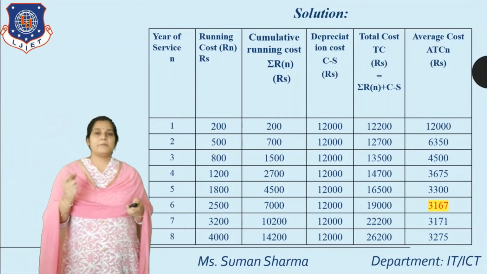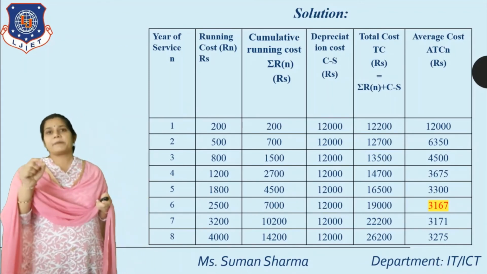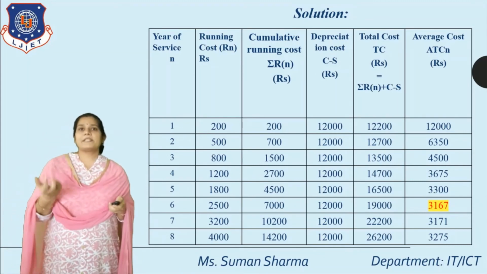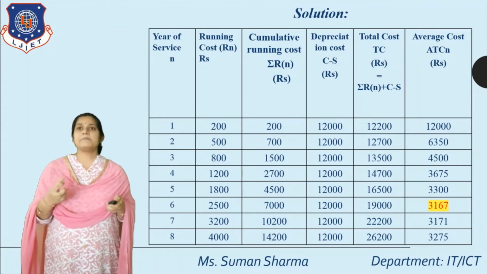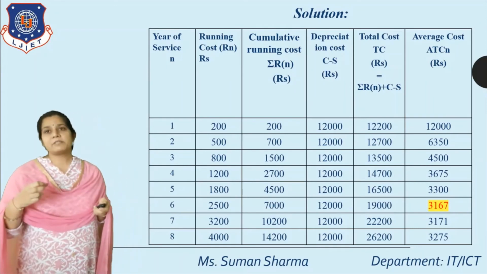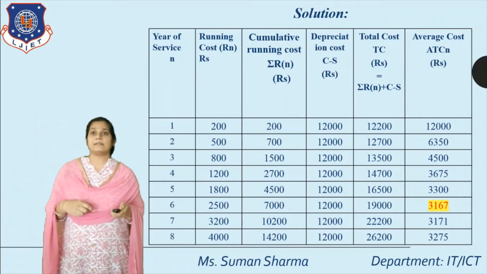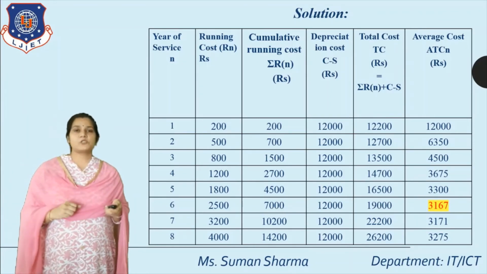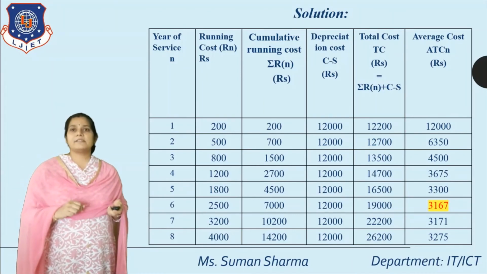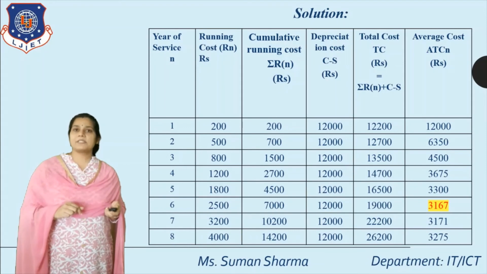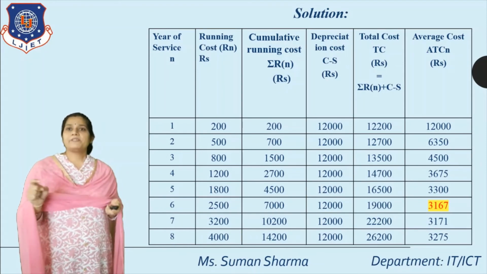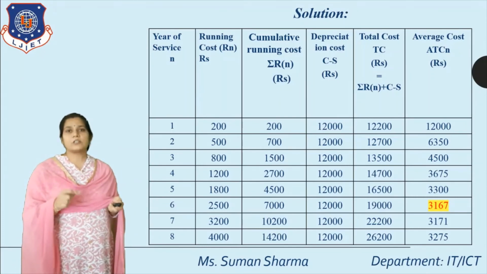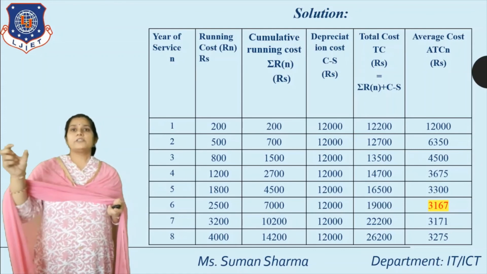Next, the last column is very important because our answer depends on this last column, the average cost. So we have to use the average cost, that means TC by N, where sometimes we write N as small t, that means year. So 12,200 divided by 1 is 12,200, 12,700 divided by 2 is 6350, 13,500 divided by 3 is 4500. That means we divide every total cost by the corresponding year.